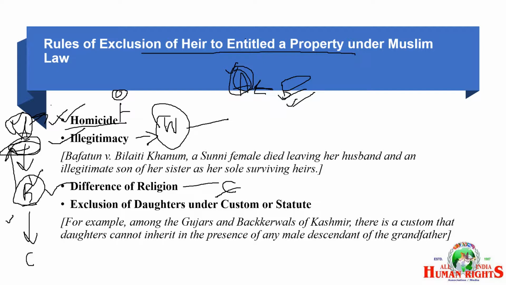And the next and the last rule is regarding exclusion of daughters under some customs or statutes. This rule is not followed everywhere, just a few places. For example, the Gujars and Bakarwals of Kashmir. In these regions, there is a custom that the daughters cannot inherit property in the presence of any male descendant of the grandfather. However, if there is no male descendant, then the daughter can inherit the property easily.